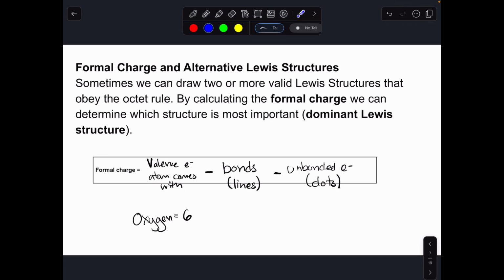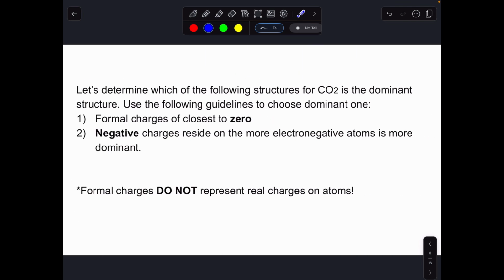Okay, now when we do this equation, what we're looking for is formal charges closest to zero. They won't always work out to be zero, but the closer they are to zero shows the stability in the molecule. If they're not zero, they should add up to zero or the charge of it. So if it was like our SO4 2 minus, the formal charges should add up to 2 minus.